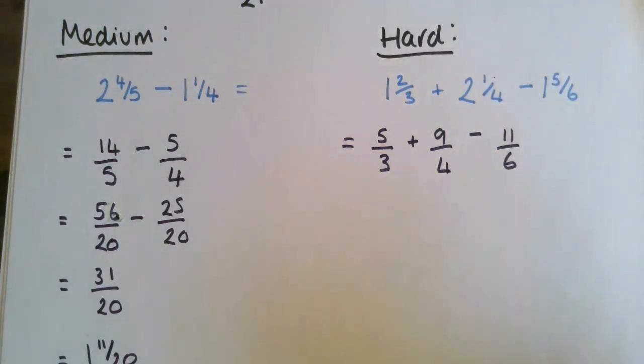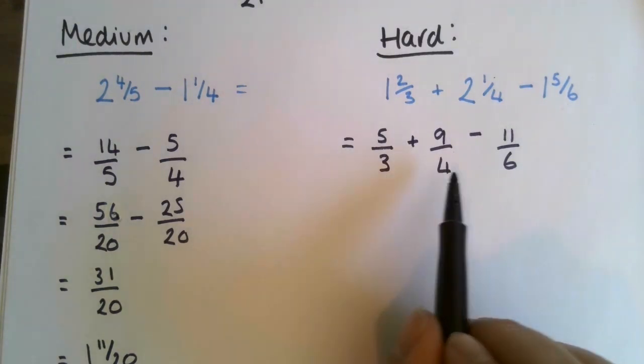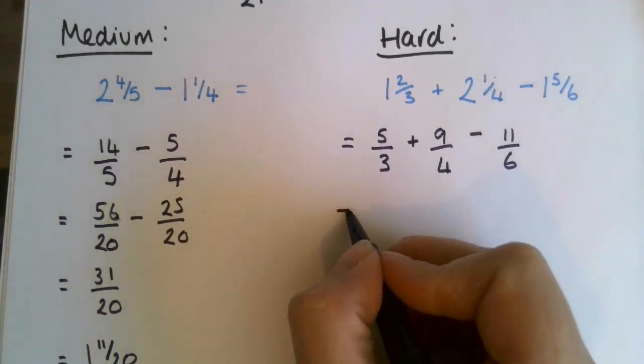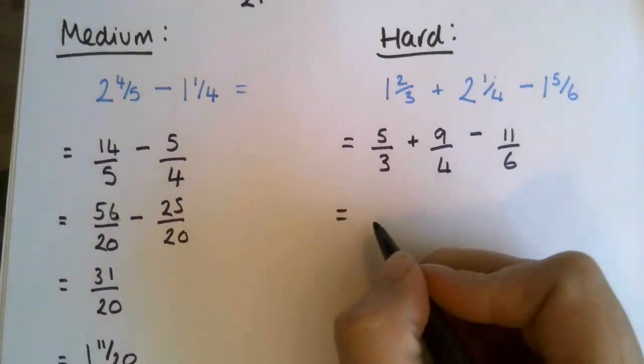So we're not quite ready to do it yet, we need to get our common denominator. So we need to think about a number that 3, 4 and 6 will all go into. So the lowest number for that is going to be 12.